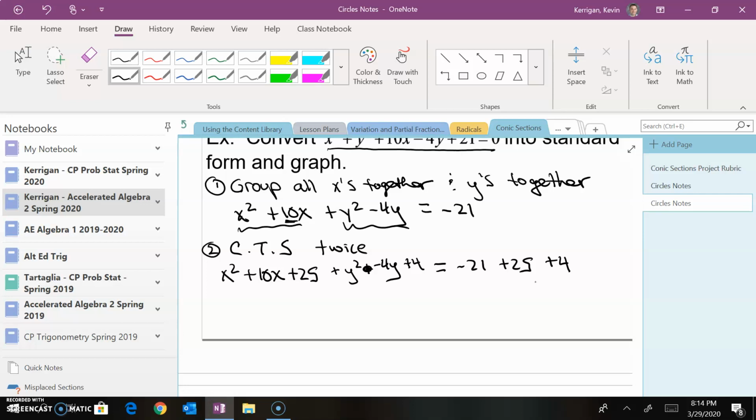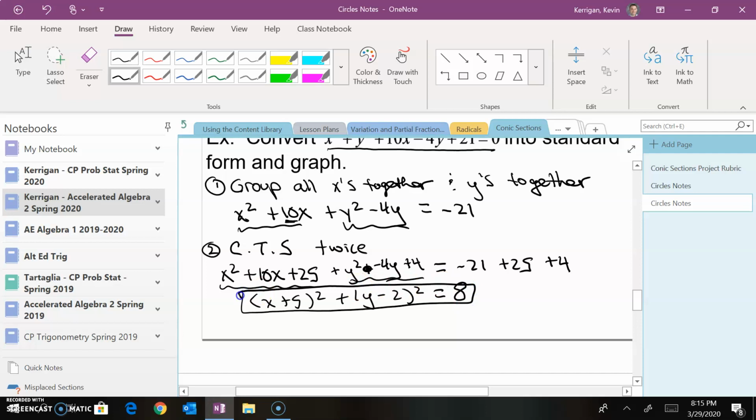Okay? So now on the left side, I have two perfect squares. This is going to be x plus 5 quantity squared. And this is y minus 2 quantity squared. And on the right side, just clean that up. Negative 21 plus 25 is 4. Plus 4 is going to be 8. So here is that equation in the standard form.